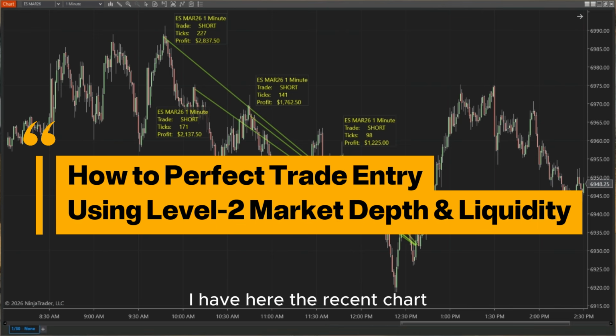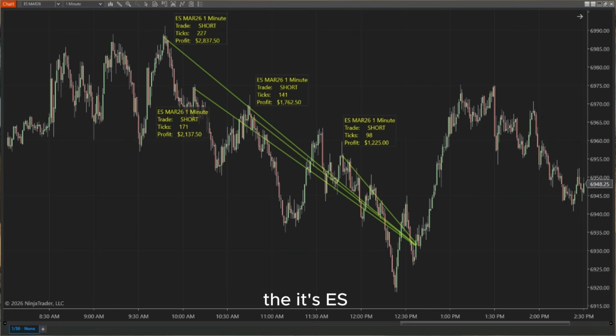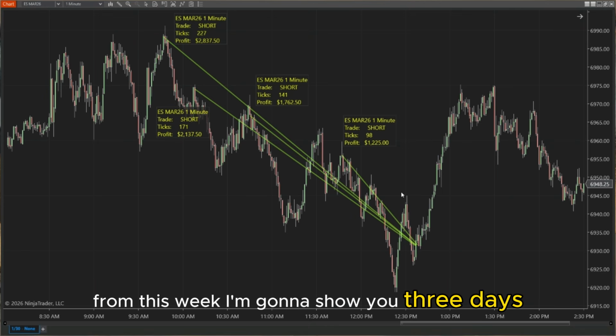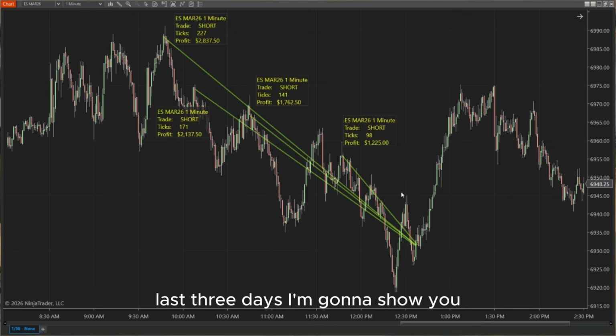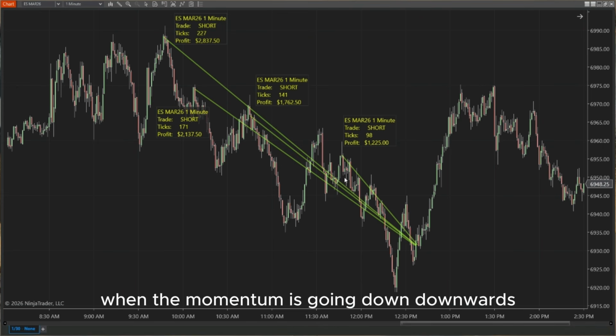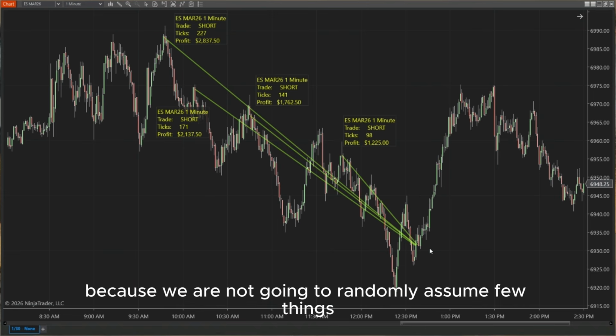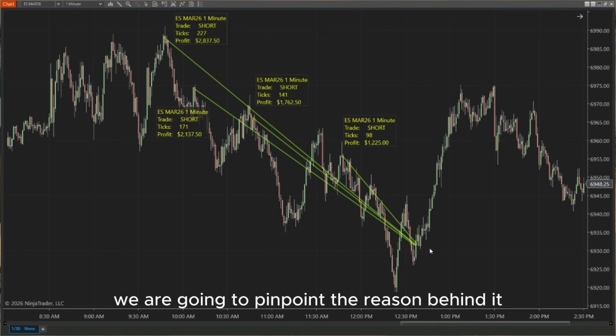I have here the recent chart. This is an example from this week. I'm going to show you the last 3 days, and how I was able to pick these exact entries when the momentum is going downwards, because we are not going to randomly assume a few things. We are going to pinpoint the reason behind why we're entering.